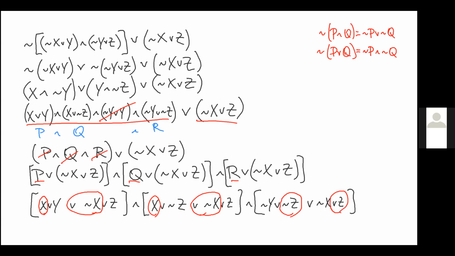Okay, why am I highlighting those? Those are tautologies. X or not X, I think we just saw this, is a tautology, because if X is true, we're done. If X is false, not X is true. So at least one of them is always true.